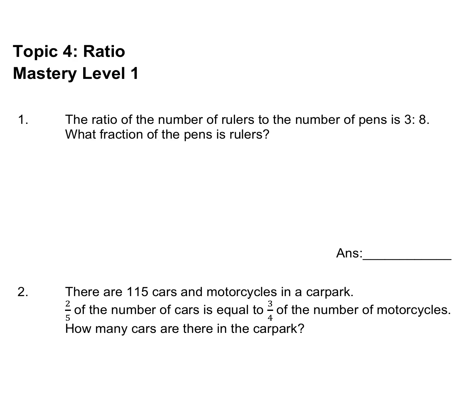Okay, so I will do it now. The ratio of the number of rulers to the number of pens is 3 out of 8. So they ask what fraction of the pens. Of the pens means the denominator is pens, so it's 8. So the numerator is rulers, the answer is 3 out of 8.